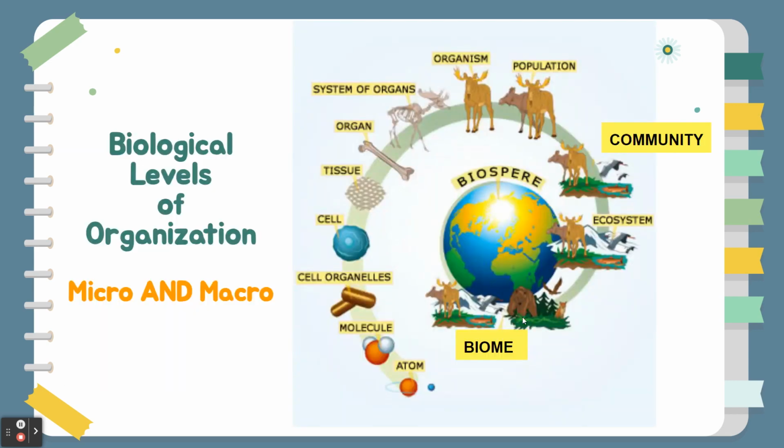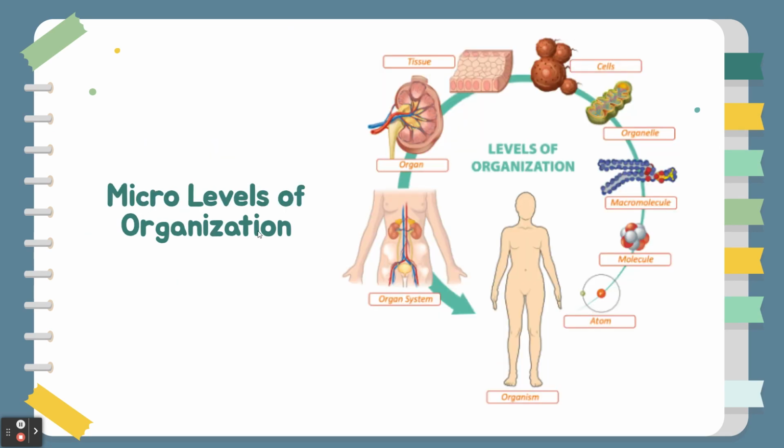We're going to begin by going back over the levels of organization. In Unit 1, we explored big picture stuff. Now we're going to zoom in and cover the levels of organization from atom up to organism. All right, for micro levels of organization, remember micro means small.